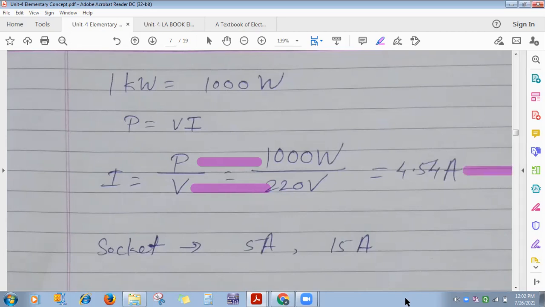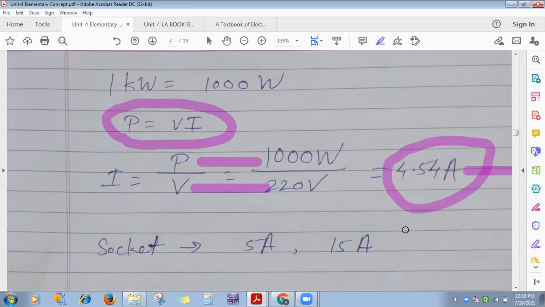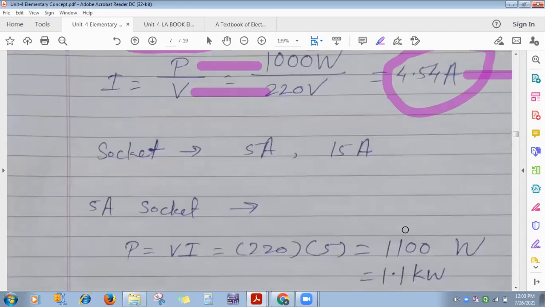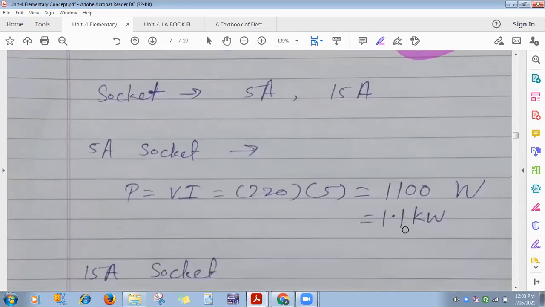4.54 ampere. That is the meaning. Whenever you know the power rating and voltage specification of the instrument, you can calculate the current flowing through it. Whatever sockets are at your home, you can see the current range; you will find 5 ampere or 15 ampere. Whenever it is a 5 ampere socket, the smaller socket which you use for a food processor or fridge, its current range is 5 ampere.